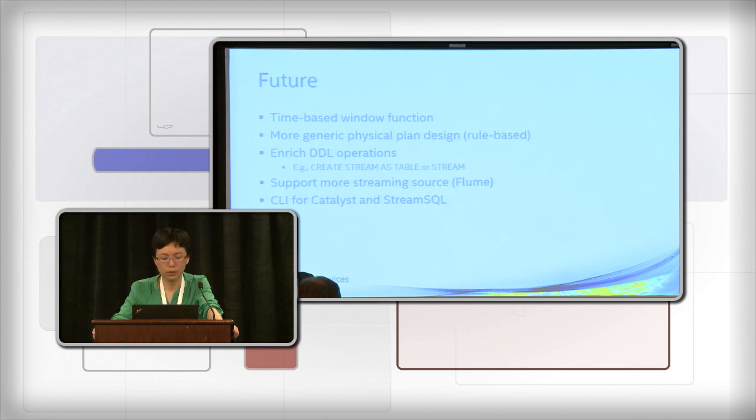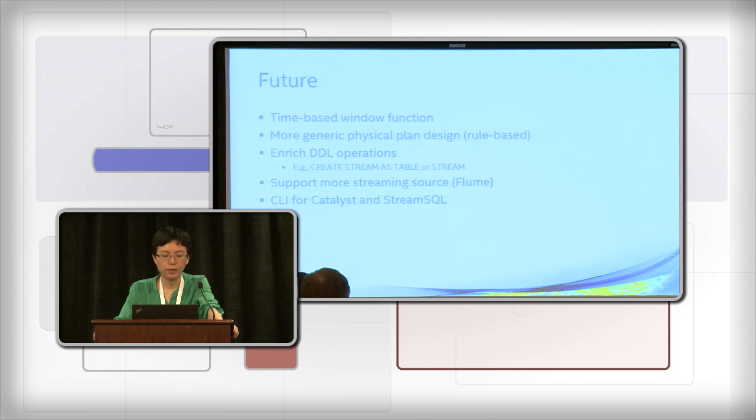The second one is we are considering a generic design for the physical plan. I mentioned we have two branches, one for the original Spark SQL, and the other for the newly created physical plan for Stream SQL. So we are wondering if it's possible to unify those two branches into one. Maybe a rule-based mechanism is a possible way. Another item is that we hope to enrich the DDL operations. For example, we can create a stream as a table. It means you can copy a table schema to a certain stream, and you can also copy the schema from one stream to another.